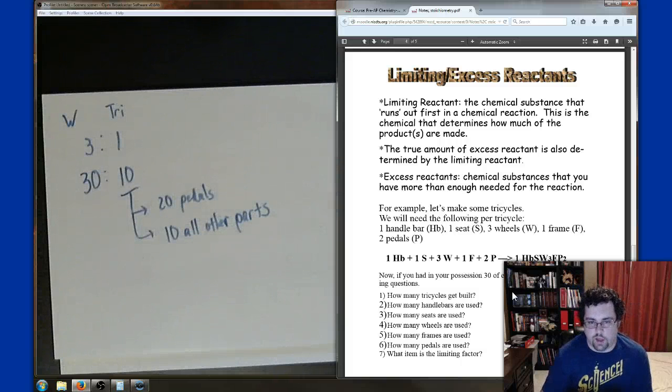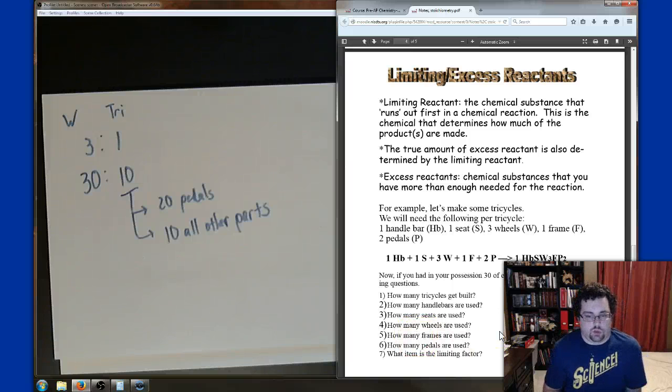So, because of that, how many handlebars are you going to end up using? You're going to need 10 handlebars. You're going to use 10 seats. You're going to use 30 wheels. You're going to use 10 frames. You're going to use 20 pedals. So the limiting factor is the wheel, because you're going to run out of those first. It takes more wheels in this reaction. It takes 3. So the wheels are your limiting factor.